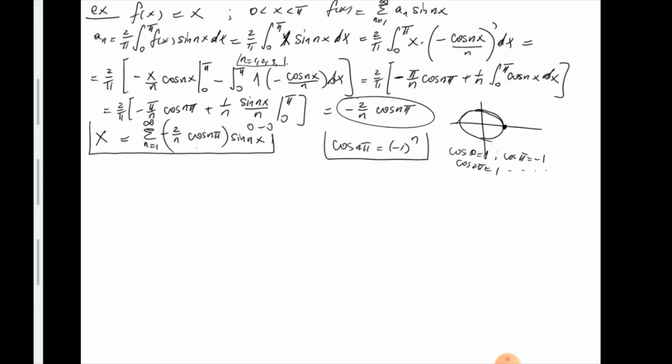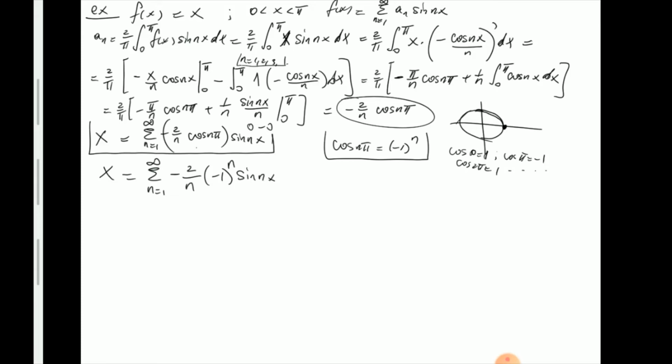Because that means if it cycles through between minus 1 and 1, often it depends on whether it starts with 1 or not. Because n starts with 1 and 1 is odd, then it's minus 1 to the first, which is minus, and then minus 1, 1, minus 1, 1, and so on and so forth. So this cosine of n pi can be replaced by minus 1 to the n.